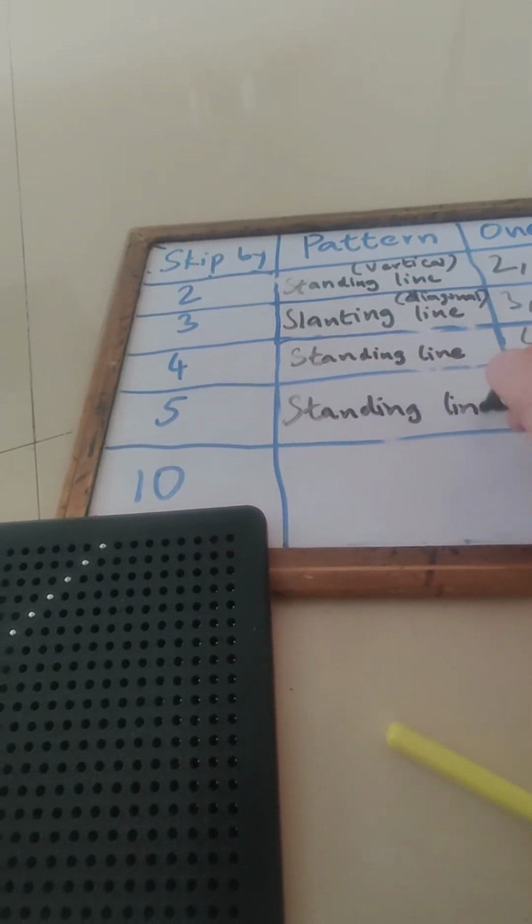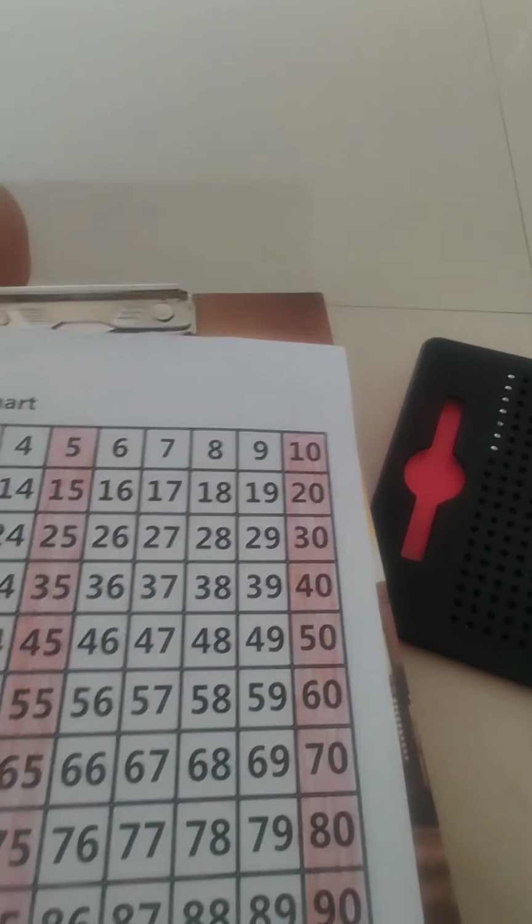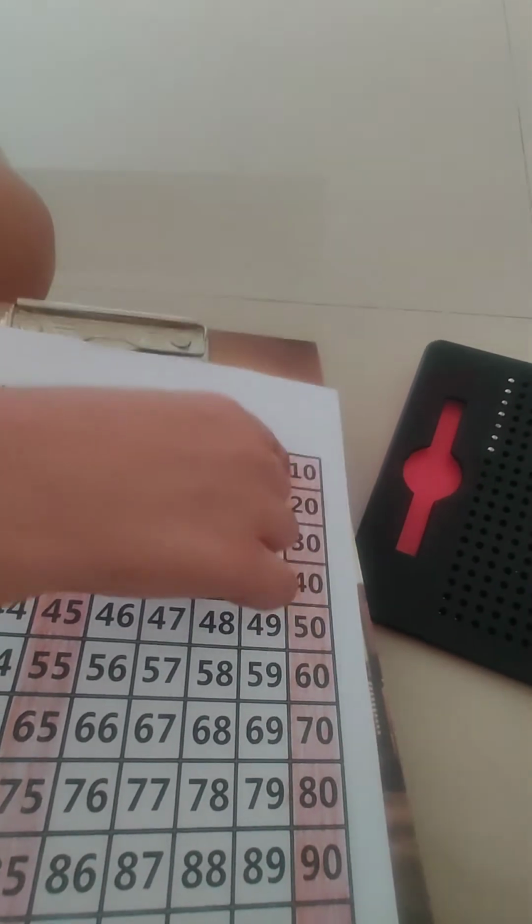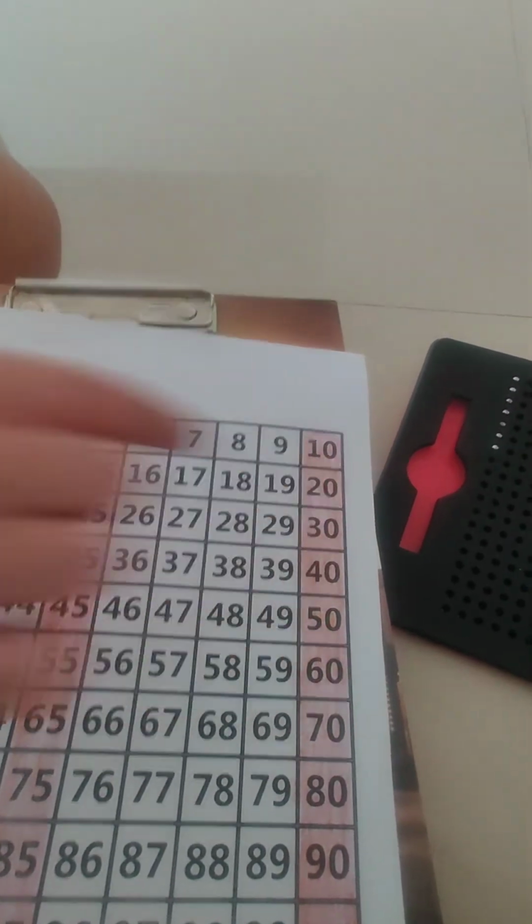Standing line. And what is in the ones place? 5, 0. Again 5, 0. That's the pattern.